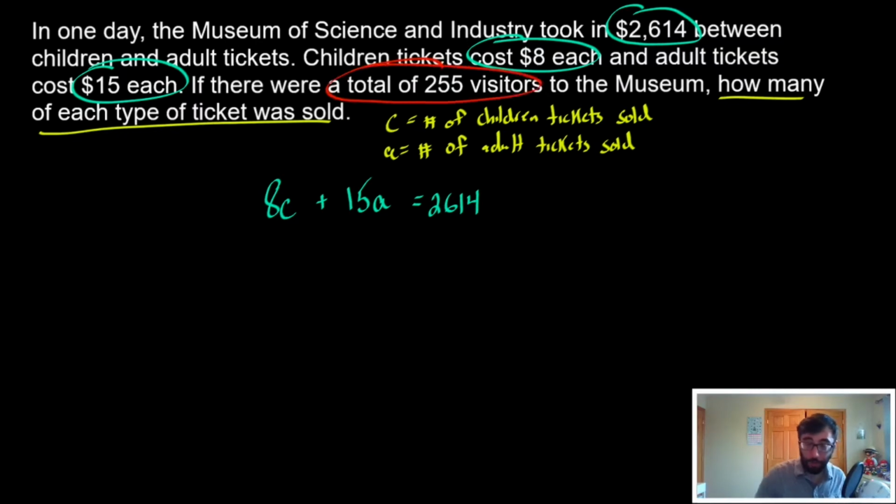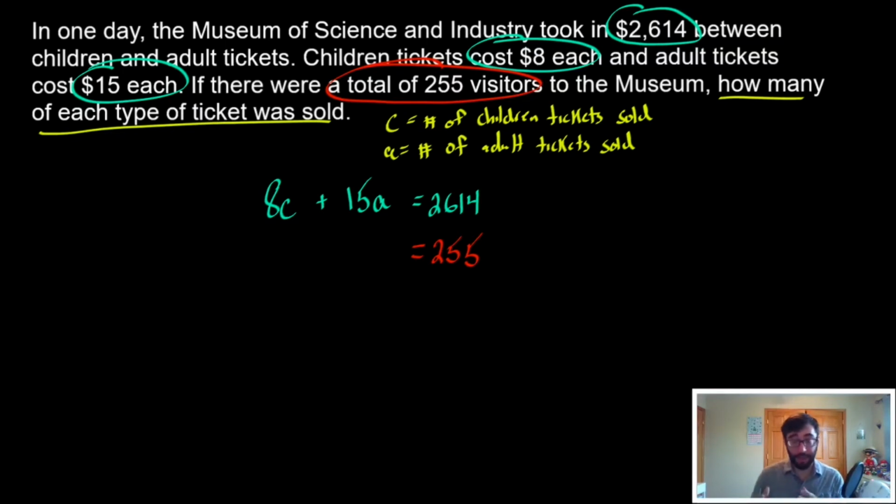They sold a total of 255 tickets because they had a total of 255 visitors. Well, I know that one side of my equation should now be equal to 255, okay? Now, how did we get there?